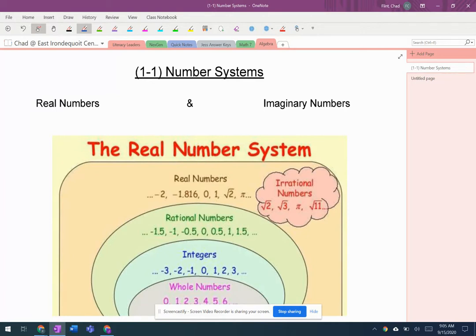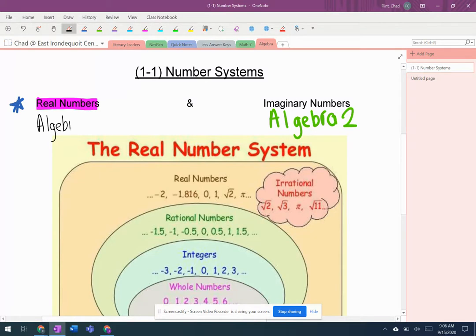There are two main types of number systems that you'll run into in your math career, and that is the real numbers and the imaginary numbers. The imaginary numbers are not something that you're going to be dealing with a lot in Algebra 1. They're more of an Algebra 2 topic. We're not really going to deal with imaginary numbers in Algebra 1. We're going to focus on the real numbers. And your real numbers are basically any number that you're going to run into in Algebra 1.